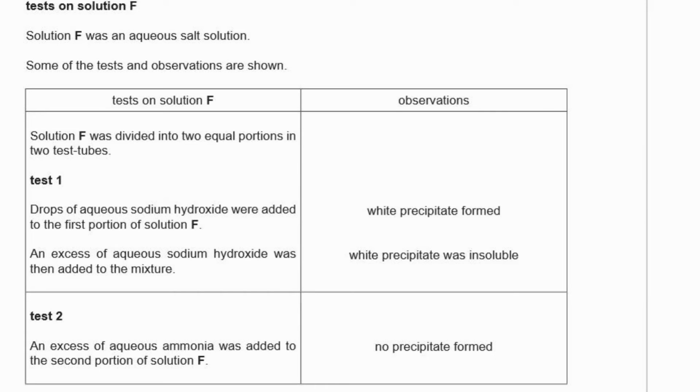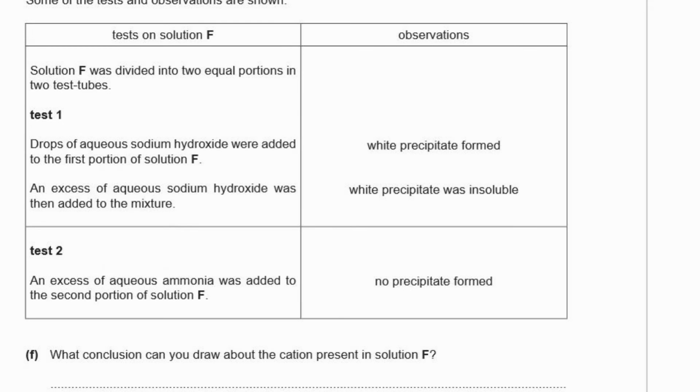So now we do the tests on solution F. And solution F was an aqueous salt solution. Some of the tests and observations are shown. All right. So solution F was divided into 2 equal portions in 2 test tubes. So we had tests on test tube 1 and on test tube 2. In test tube 1, we had drops of aqueous sodium hydroxide added to the first portion of solution F, and that formed a white precipitate. And then when an excess of sodium hydroxide was added to the mixture, the white precipitate stayed insoluble.